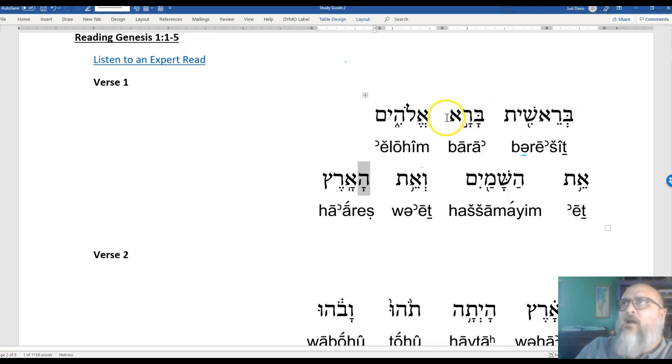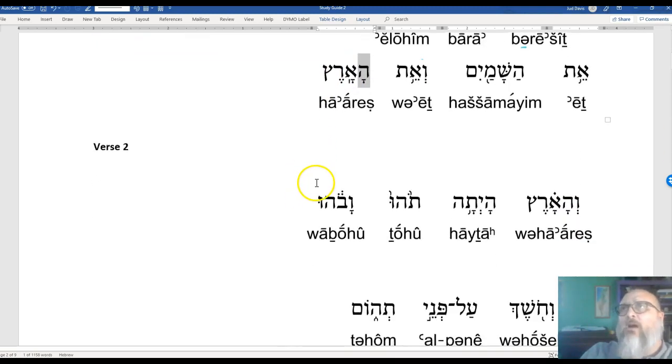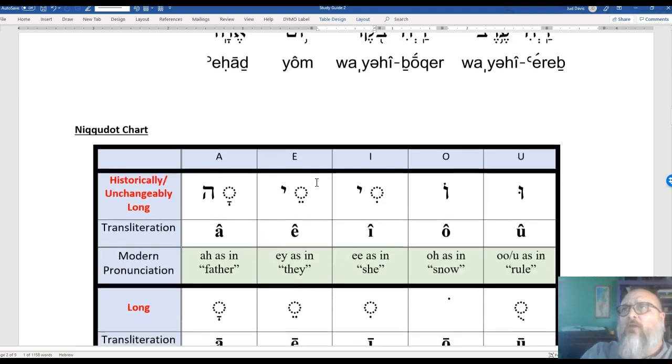Bereshit bara Elohim, Et Hashamayim, Va'et Haaretz. Bereshit bara Elohim, Et Hashamayim, Va'et Haaretz. You want to just keep practicing until you've gotten that down. Eventually, we're going to memorize all these verses.